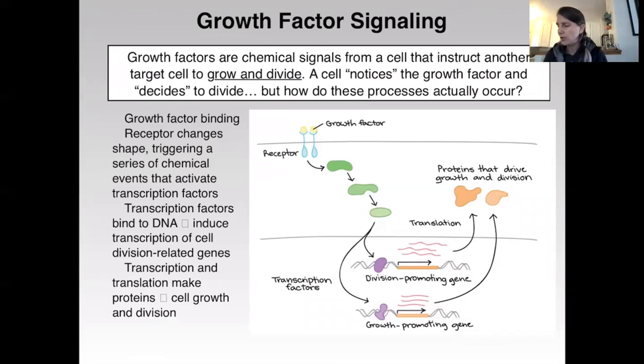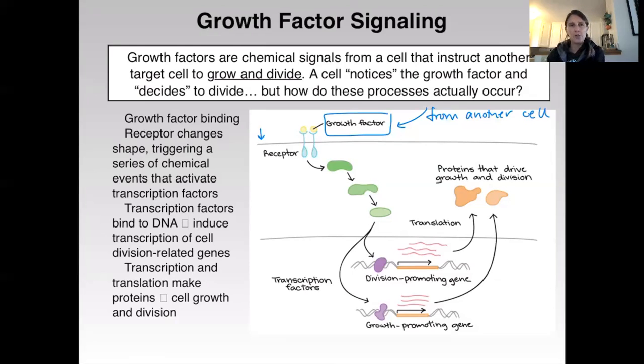All right, so growth factors are chemical signals from a cell that instruct a target cell to grow and divide. All right, so a cell notices this growth factor and decides to divide. So these growth factors came from another cell, and they are going to tell this cell here to grow and divide. All right, so this little yellow ball is the growth factor, all right?